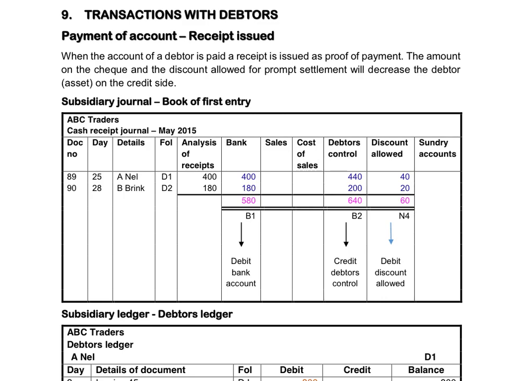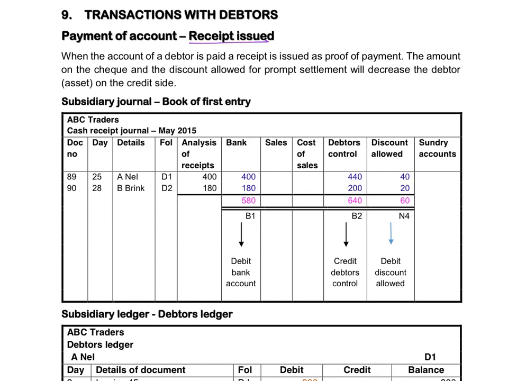Good morning. We will pay attention to transactions with debtors today. When we receive money from a debtor as payment of the account, we will issue a receipt. This receipt that we issue will be used to record the entries in the cash receipts journal.